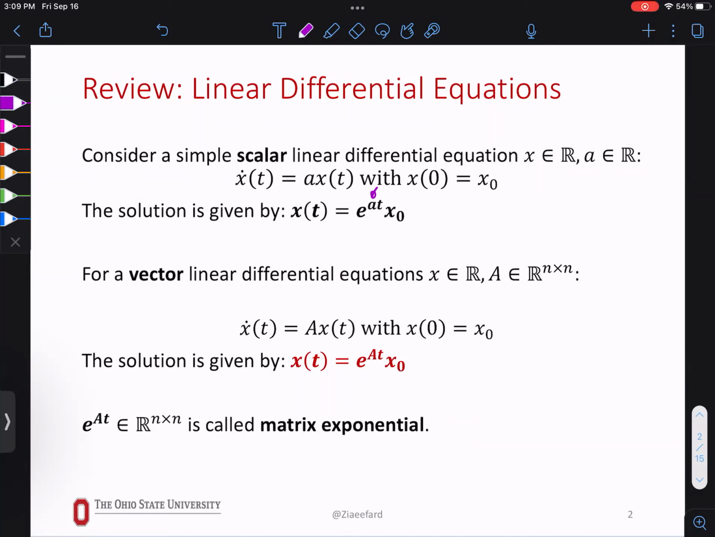Now, if we have a vector linear differential equation, it follows the same pattern, but this time x dot of t is Ax of t. Here A is a matrix. Now, the solution would be x of t equals e to the power of A t, where A is a matrix. Now, this x is a vector.